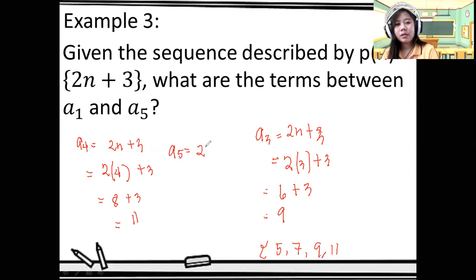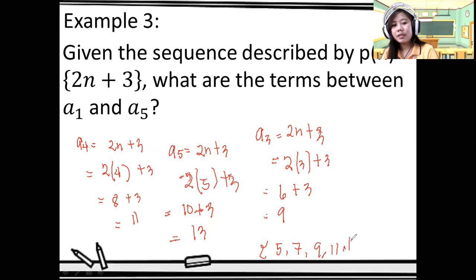Okay, so 2n plus 3 is equal to 2 times 5 plus 3. So 2 times 5 is 10, plus 3. So 10 plus 3 is equal to 13. Okay, so the last term now is 13.